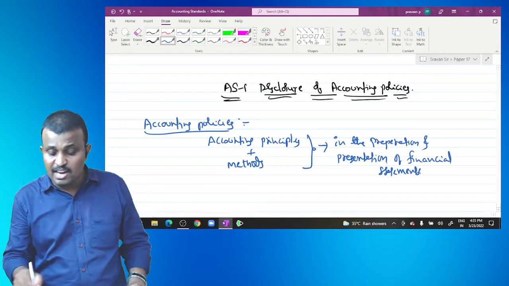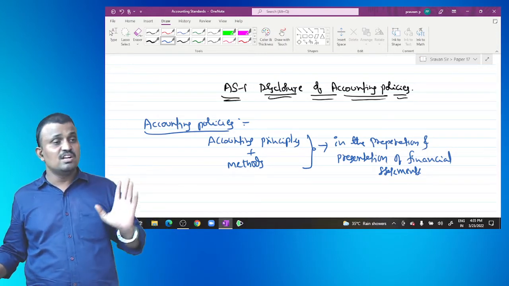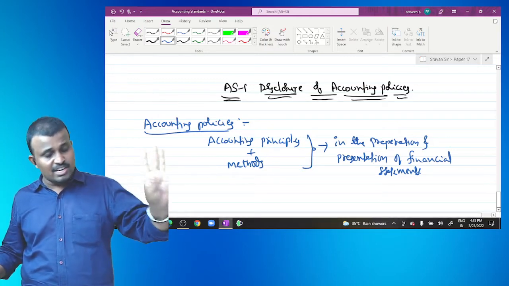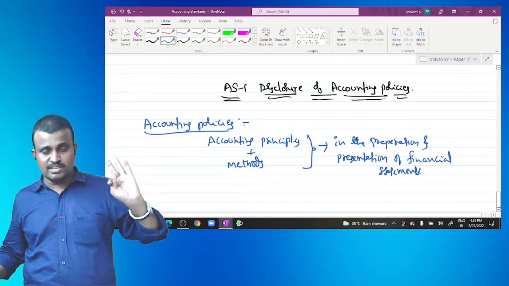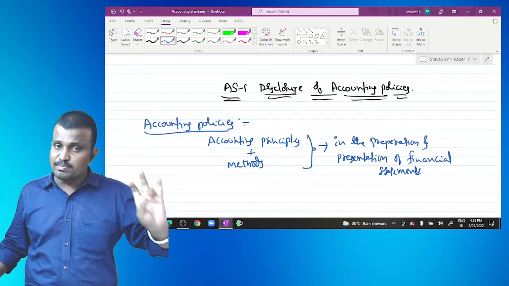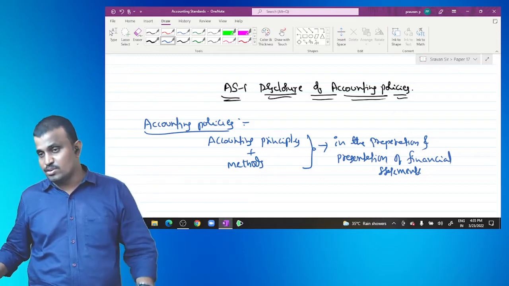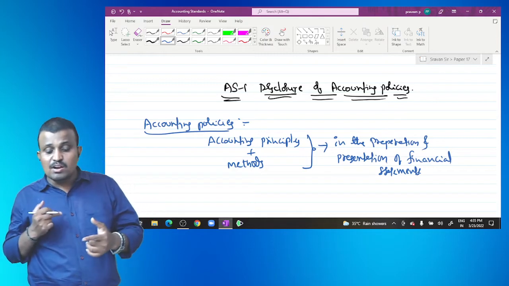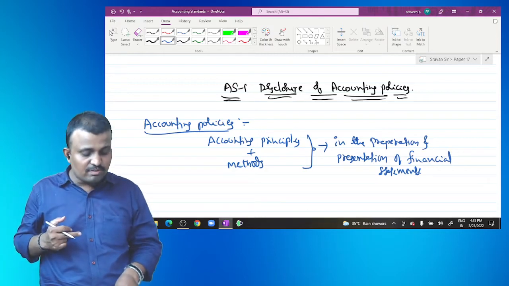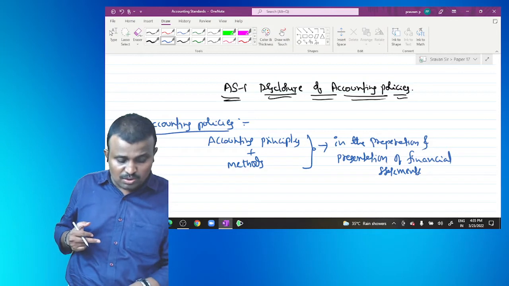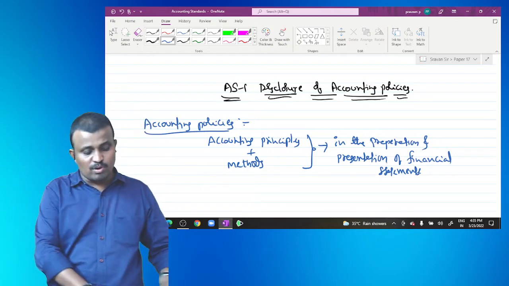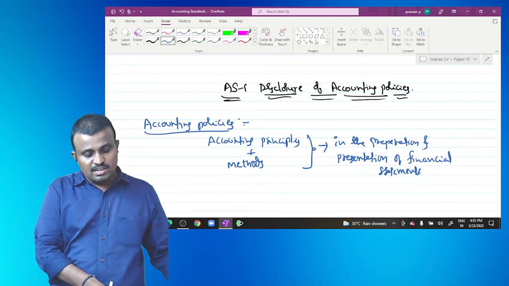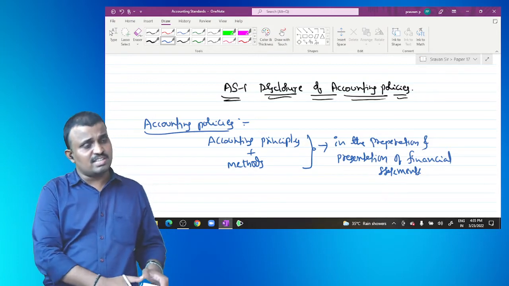Financial statements, as already discussed, have five components: the statement of position, that is the balance sheet, the profit and loss statement, the cash flow statement, the statement of changes in equity, and notes to accounts. While preparing those financial statements, whatever accounting principles and methods of applying those principles are followed are called accounting policies.